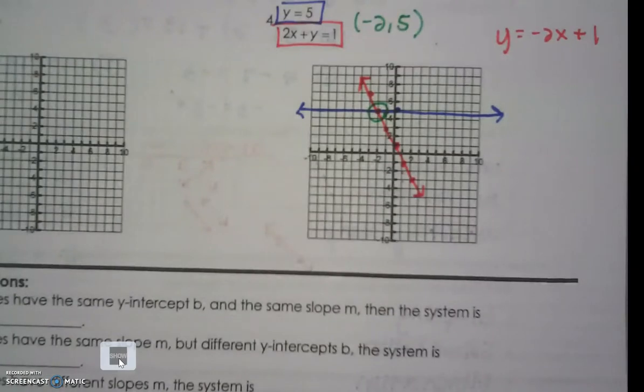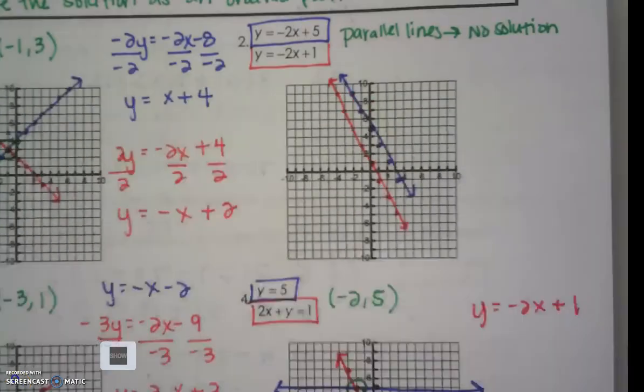Go ahead and pause the video and try example 2 and 3 on your own. Alright, I hope you took my advice to pause the video, because here's the answer to number 2. I have the same slope. If I have the same slope, I'm going to have parallel lines, and that means I have no solution.